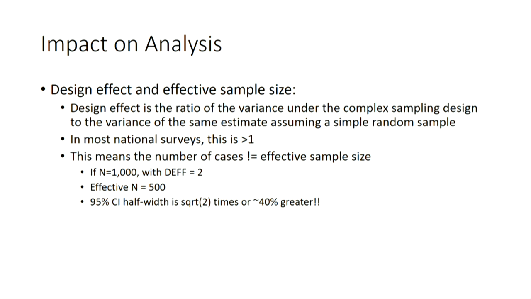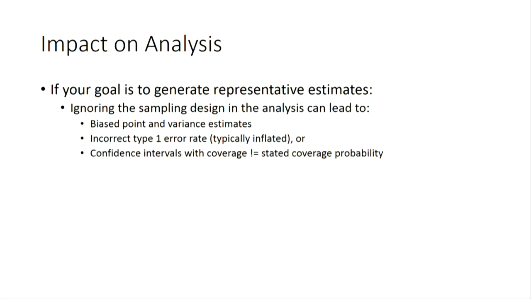Your effective sample size then is 500, meaning that your variance estimate from the 1,000 people that you're actually analyzing, by incorporating the information on the sampling design and using your sampling weights, gives you the same precision as you would get under simple random sampling of only 500 people. And the effect of that is that your 95% confidence intervals will be roughly 40% larger. So just by having these more complex designs, you typically have a little bit less statistical precision.